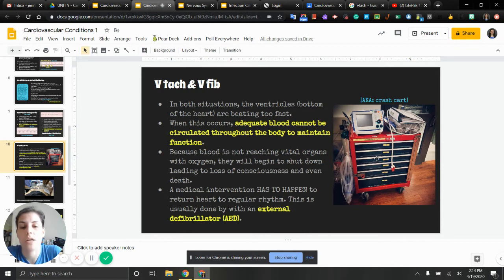Okay, so I have a defibrillator. This is one you'll see in a hospital. It's also called a crash cart. So you have to get one of these out. You have to connect your patient to them, and you have to shock them.